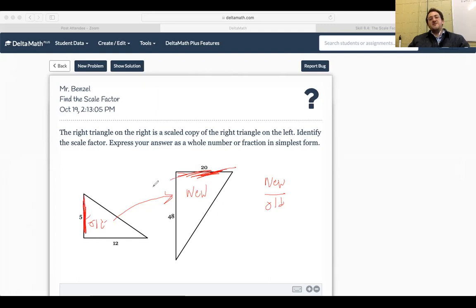And you can see that these sides, it's rotated, but the 20 and the 5 match up. So I'm going to do 20 divided by 5. So we can actually say that the sides are 4 times as big in the new triangle. So I'm just going to put that as 4.